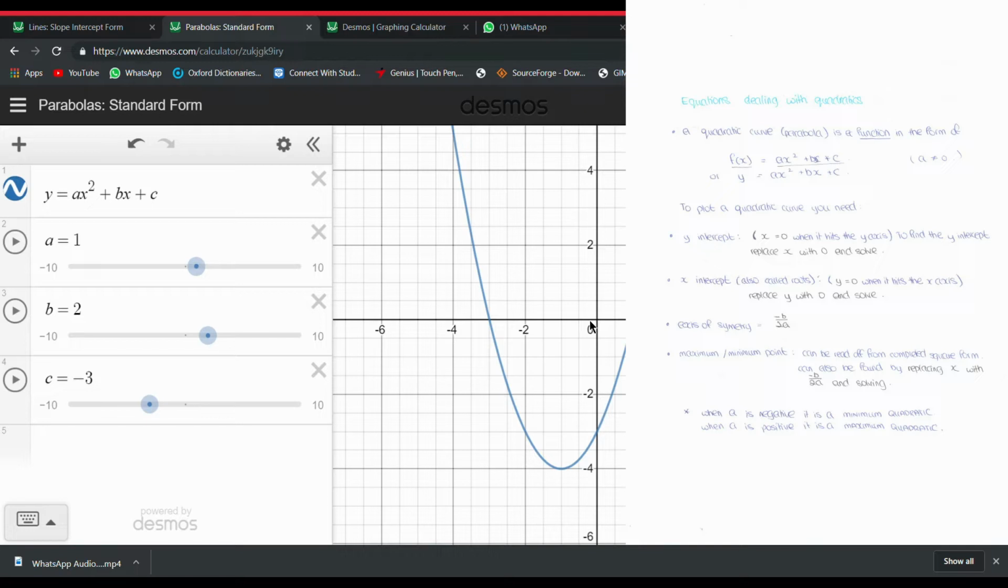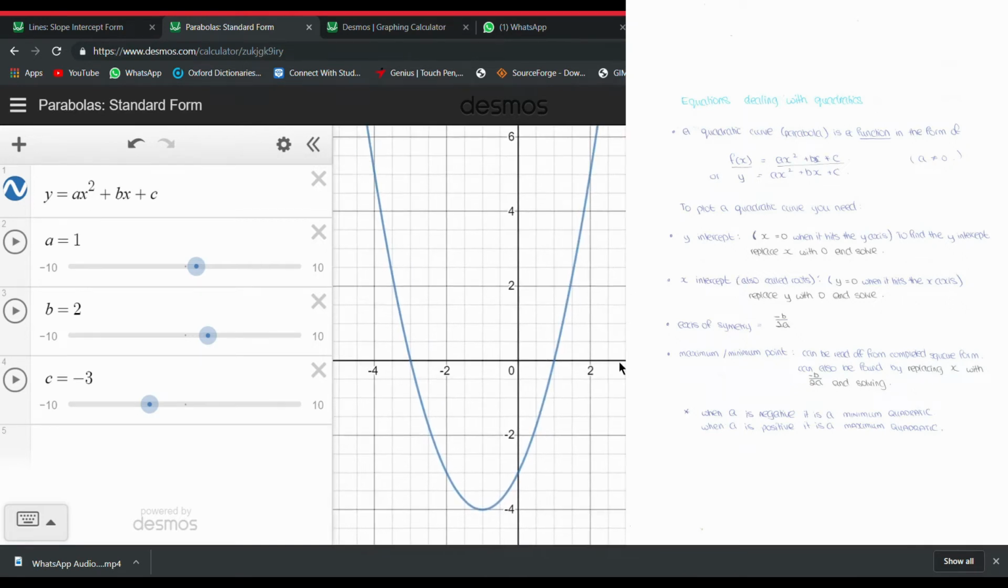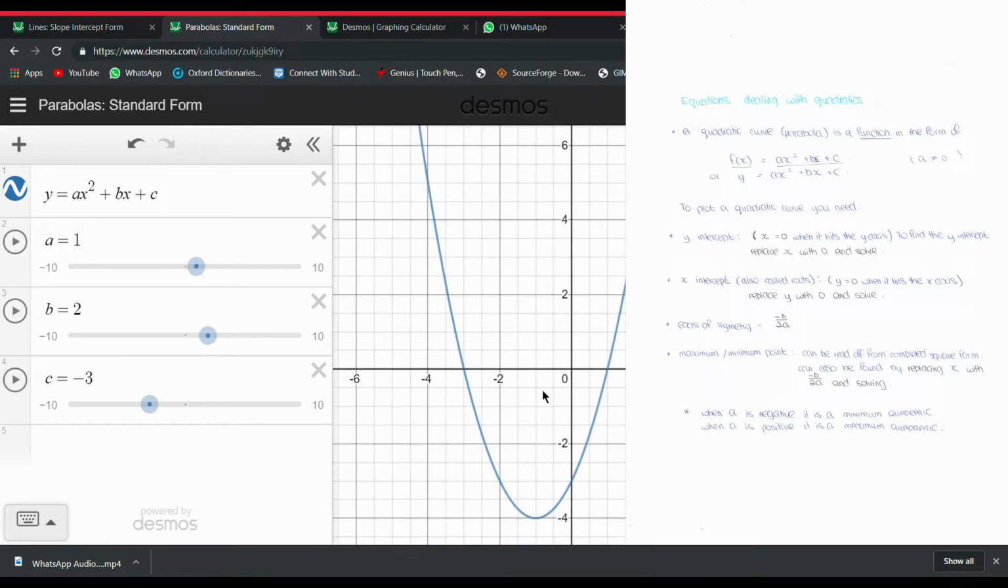It's not really a circle, it's not really a U or anything like that, it's called a parabola. It's a function of the form f of x is equal to ax squared plus bx plus c, or y is equal to ax squared plus bx plus c. In the case of the one on the screen right now, a is equal to 1, which means that y is equal to 1x squared, b is equal to 2, and c is equal to minus 3. So this would really be y is equal to 1x squared plus 2x minus 3.